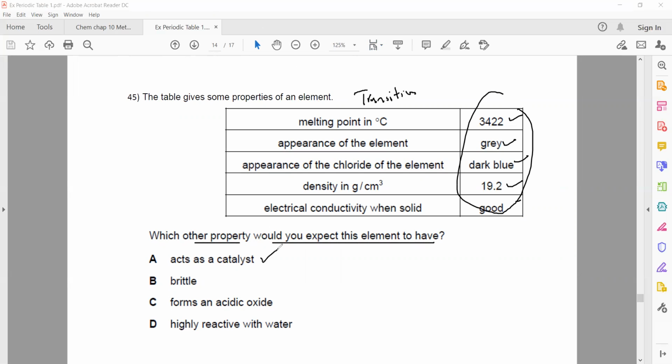Transition elements or their compounds act as a catalyst. They're not brittle. Brittle means a small force can break it. These are metals, so they do not form acidic oxide. They are not highly reactive. They are low in reactivity. They do not react easily.